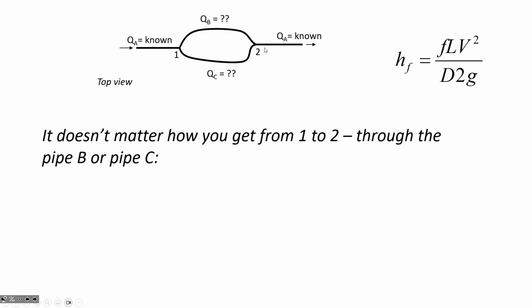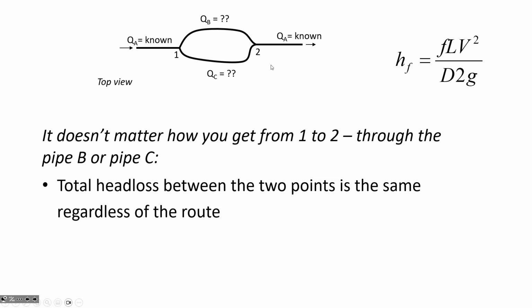So just to reiterate or phrase it differently, it doesn't matter how you get from 1 to 2, whether it's through pipe B or through pipe C, the total head loss between the two points is the same regardless of the route.